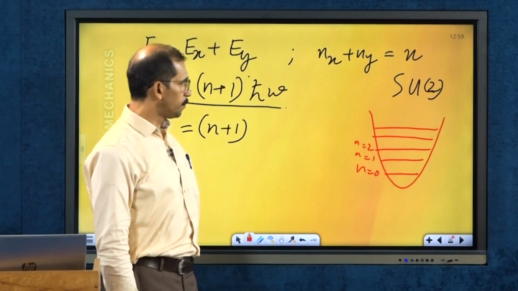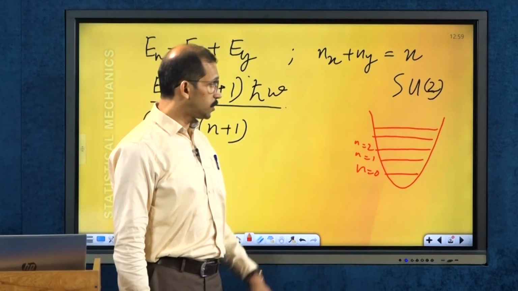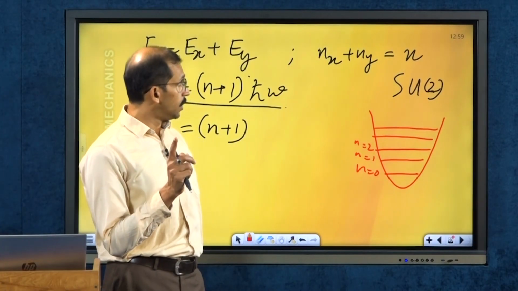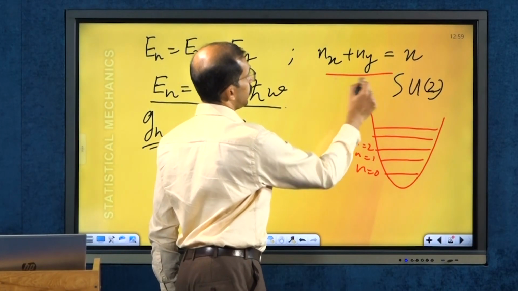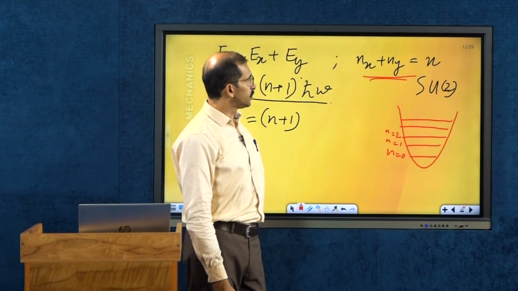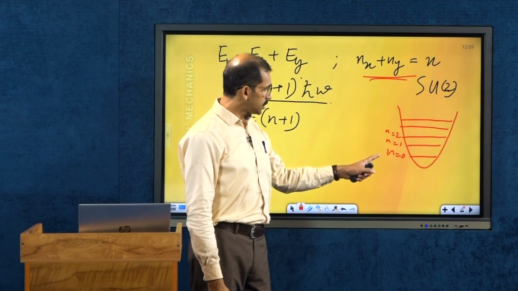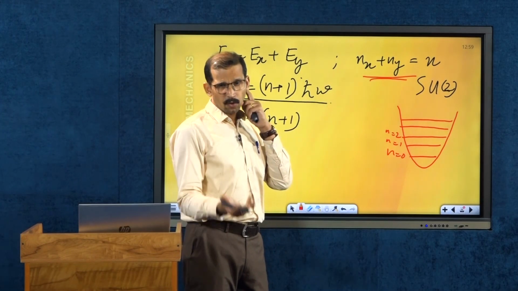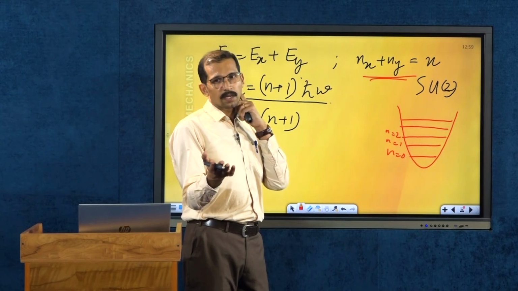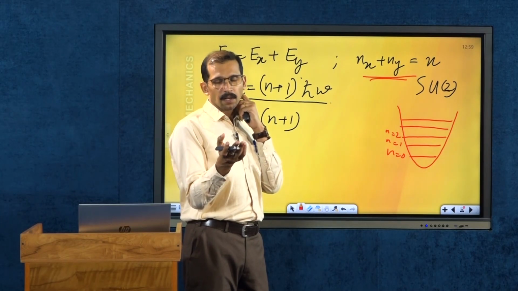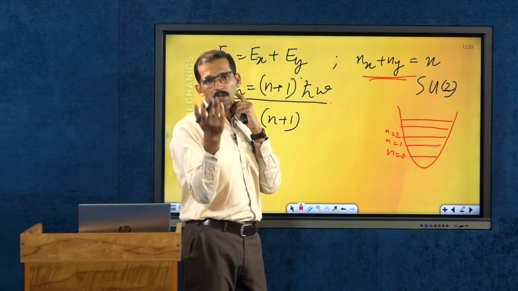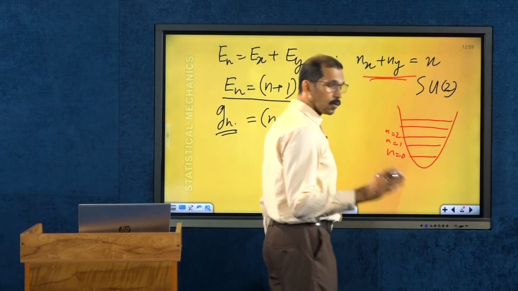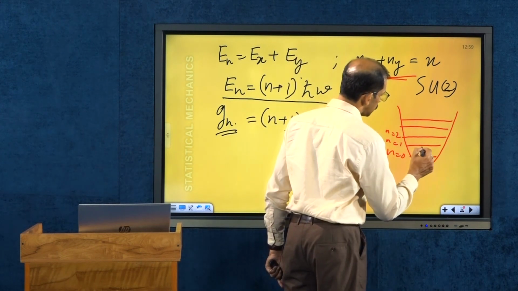Right? n is equal to 0, which means what? Which means that I have only one possibility. What is n? n is equal to nx plus ny, right? If my n is equal to 0, which means that nx and ny need to be 0. They cannot be negative numbers, right? Because both are numbers which are only non-negative integers because they are counts. So nx and ny equal to 0 is the only possibility. That means my degeneracy in this level is 1.